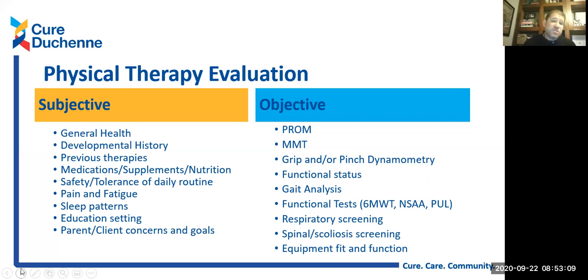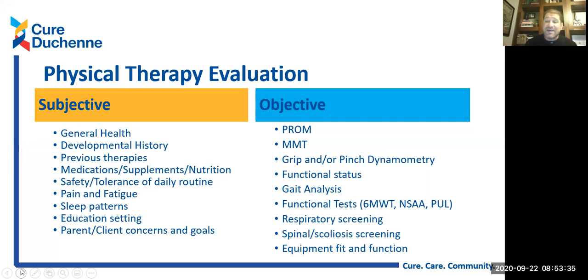And then some of the objective things I'm looking at: range of motion, manual muscle testing, grip strength or pinch dynamometry. There's been a pretty significant correlation with decline of grip strength and decline of function. So we want to look at that and what that looks like. You can get a fairly inexpensive grip dynamometer that measures the grip strength.